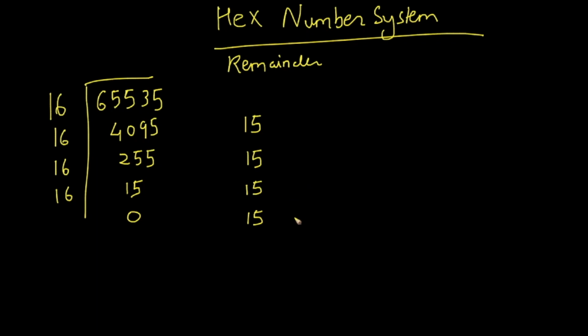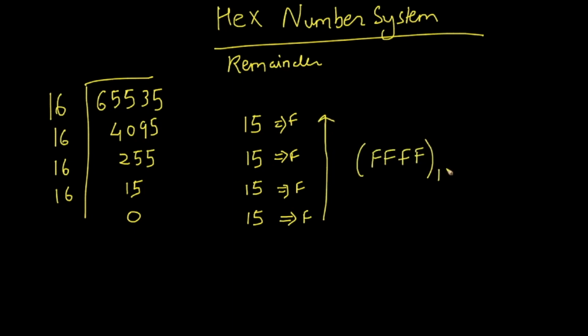And when we have two digits as remainder, we convert them to its equivalent hexadecimal notation. Remember we said that 15 in decimal is F in hexadecimal number system. So we will convert all these 15s to Fs and thus the result will be FFFF hex.